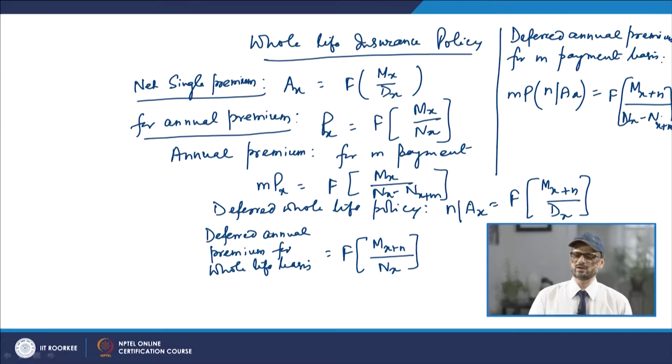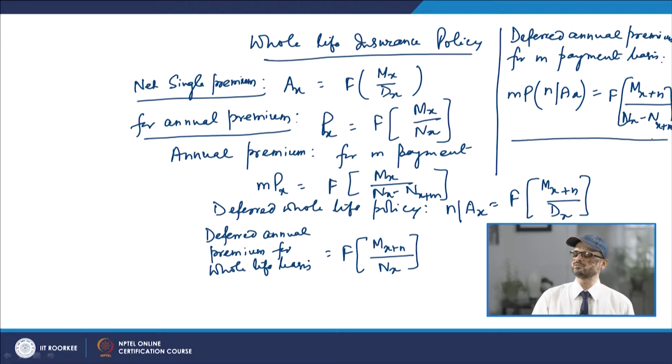As you see here, it is similar to this. It will be Mx, and since it is for the deferment annual period, it will be F of M of x plus n divided by Nx minus N of x plus M.